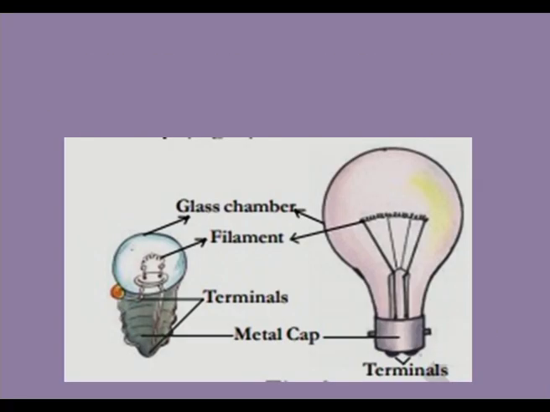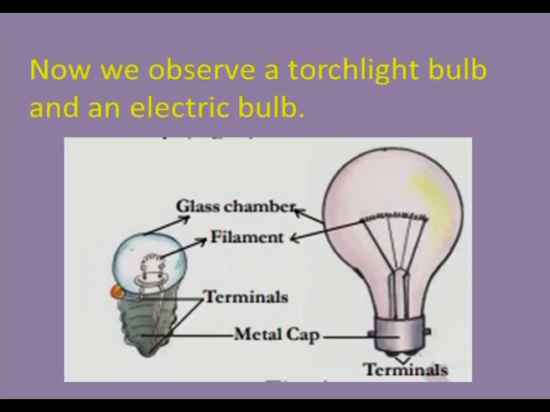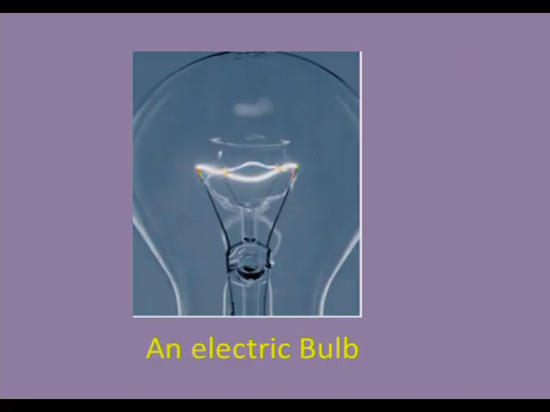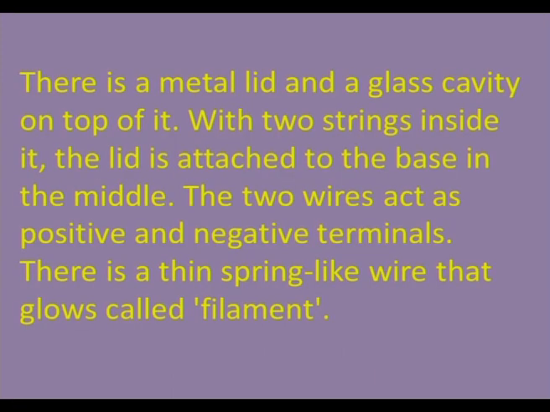Now observe the torchlight bulb and our normal bulb. Both have glass chambers and a filament inside. What is different? The terminals are different; you need to observe that here. In the electric bulb we have a filament, which is why the bulb is glowing. Now you see there is a metal lid and a glass cavity on top of it with two wires inside it. The lid is attached to the base in the middle. The two wires act as positive and negative terminals. The thin spring-like wire that glows is called the filament.